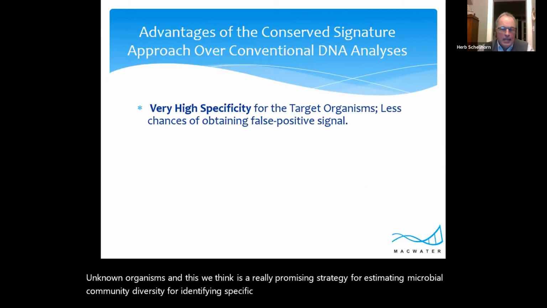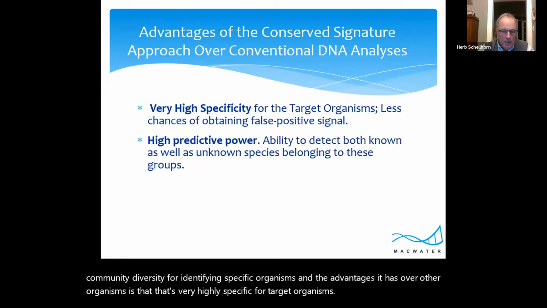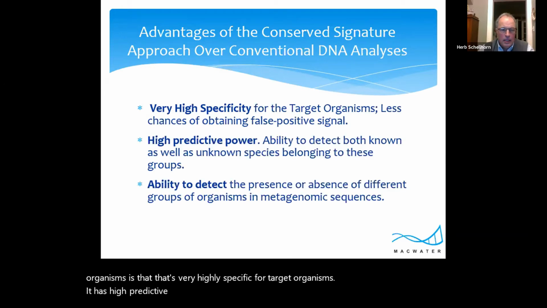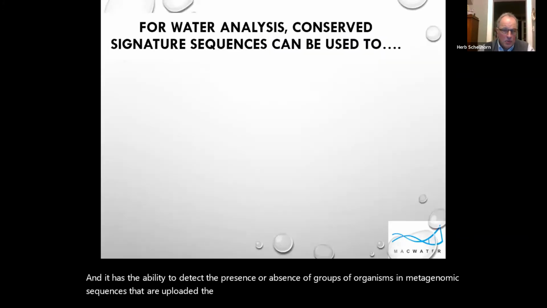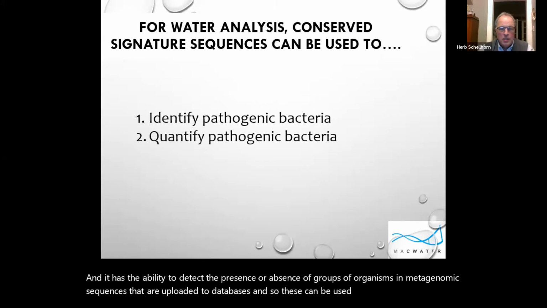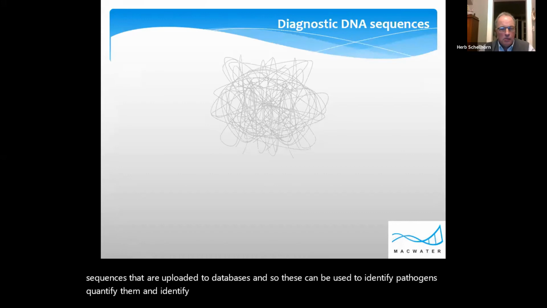We think this is a really promising strategy for estimating microbial community diversity and for identifying specific organisms. The advantages it has over other methods is that it's very highly specific for target organisms. It has high predictive power, and it has the ability to detect the presence or absence of groups of organisms in metagenomic sequences that are uploaded to databases. And so these can be used to identify pathogens, quantify them, and identify other microorganisms as well.